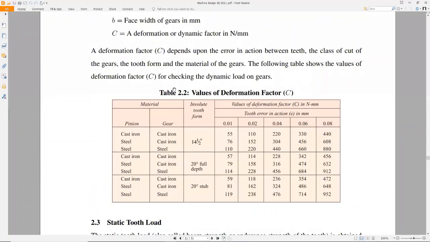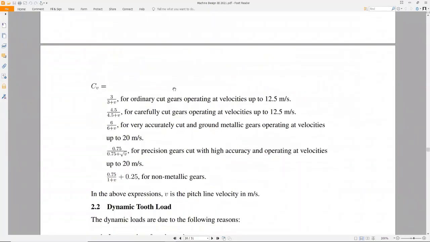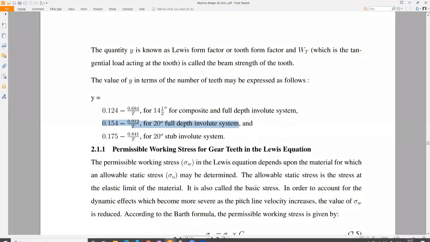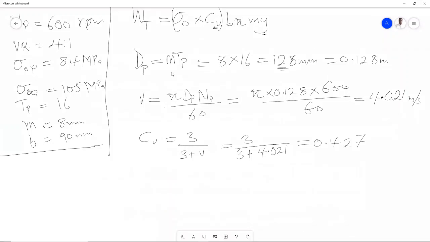So the Lewis form factor, we can determine from these equations here. Y, the form factor, is equal to all this expression for the 14.5 degrees. But we're dealing with a 20 degree full depth involute system, so it should be this one here. We'll have this as the formula for the Lewis form factor. So we go back and put down the formula.